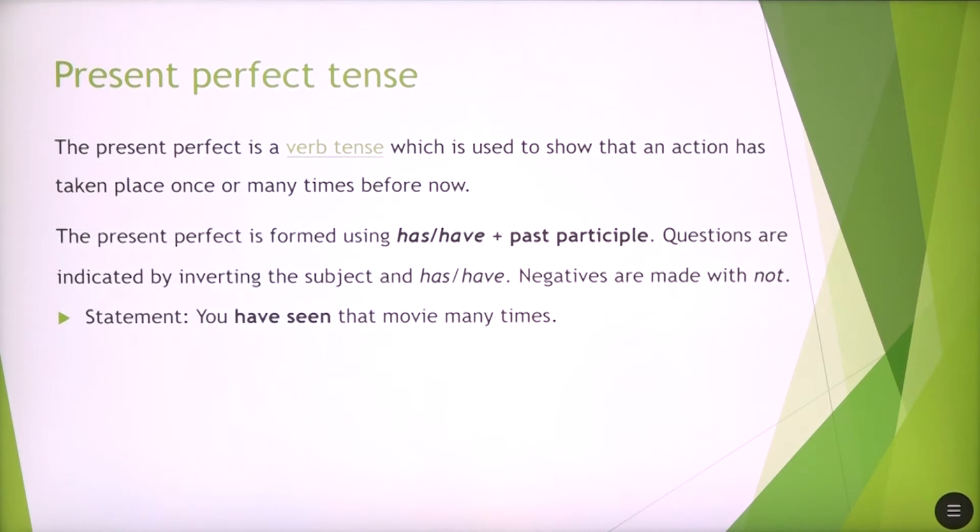Statement. We have an example of the affirmative form. You have seen that movie many times. So we see the auxiliary verb have and the past participle of the verb see.